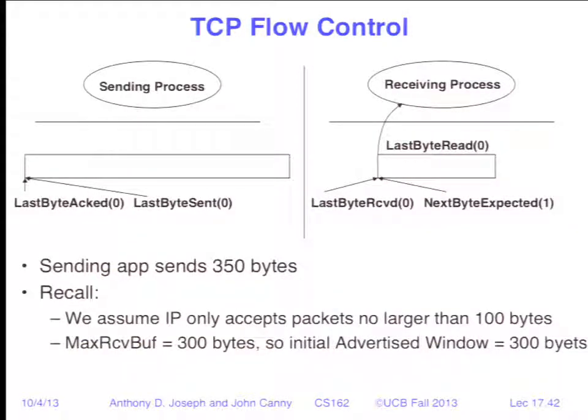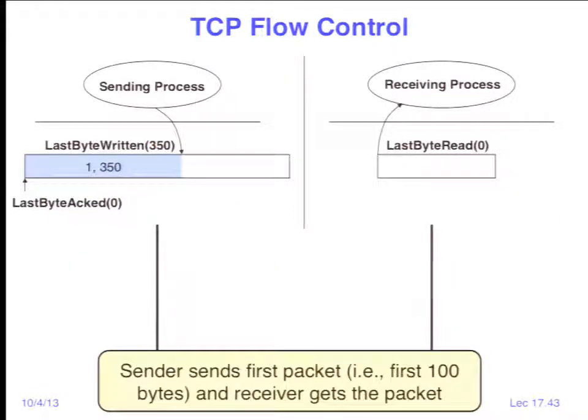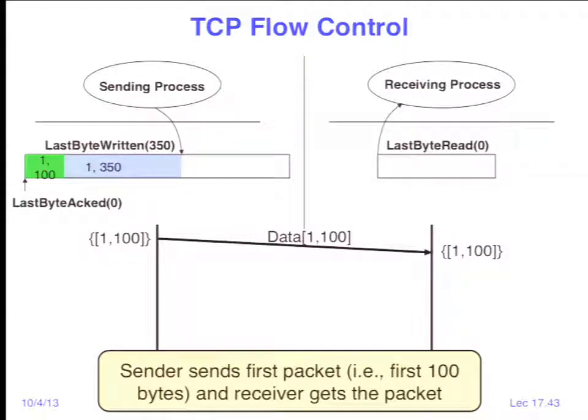So let's say the sending app wants to send 350 bytes. We're going to assume that we can only have packets that are 100 bytes in size, and the max receive buffer here is 300 bytes. So our initial advertised window is 300 bytes. All right, so 350 bytes get written by the process. Now we actually need to send them in the kernel. First, we're going to send our first packet. It goes out, and it's from 1 to 100. So now our last byte acknowledged is still 0, and our last byte sent is updated to 100.